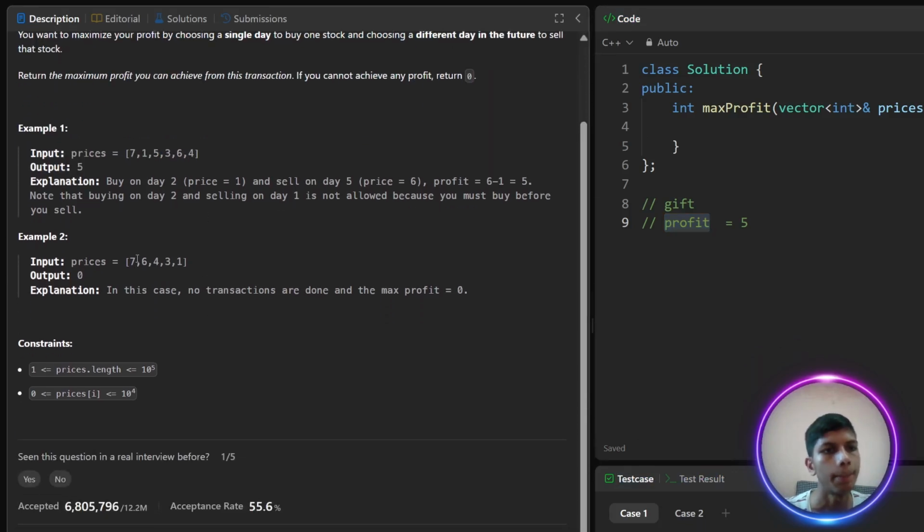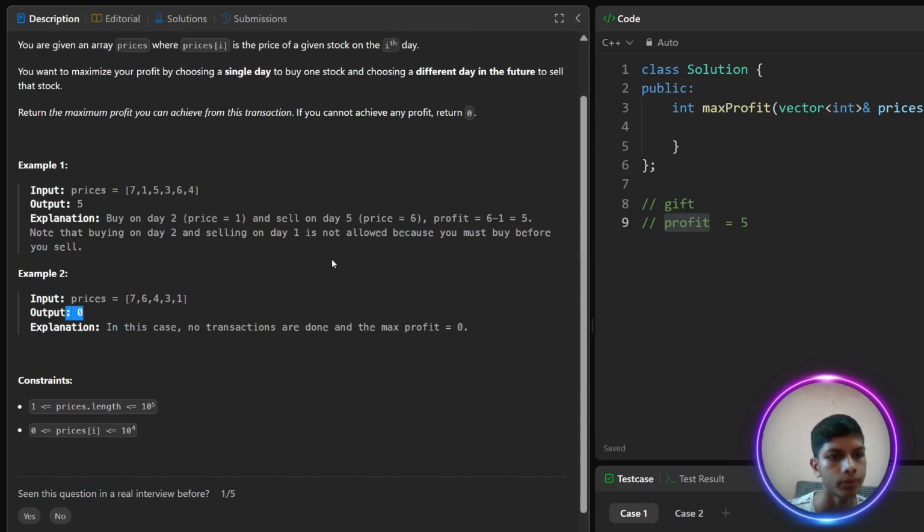Let's see this example also. In this example, we will be at a loss in any case. See, if I buy at 7, I cannot sell it on any day, because if I sell it on any day, then I will get a loss. So you can understand what this example is trying to tell us.